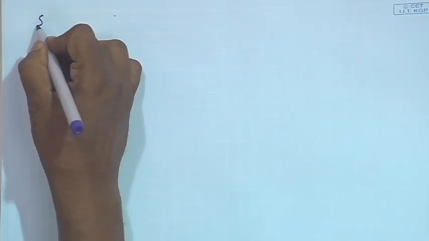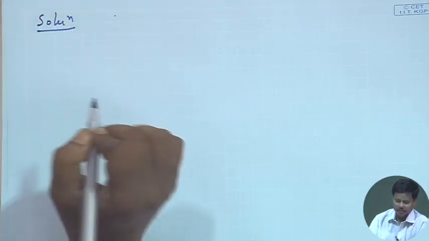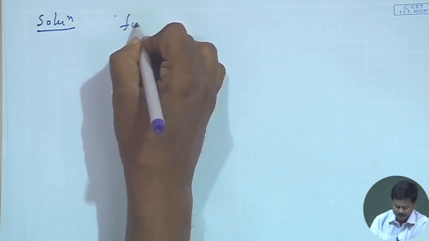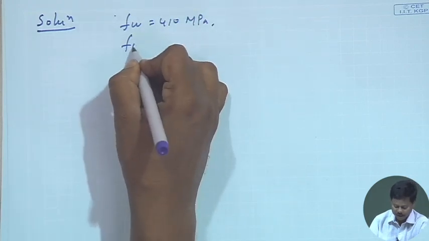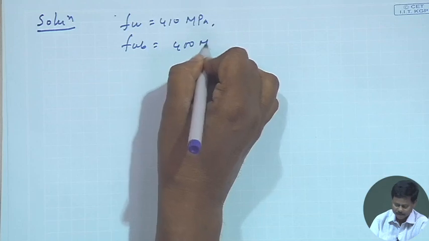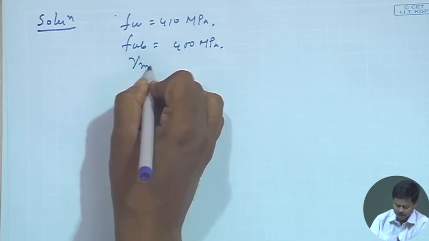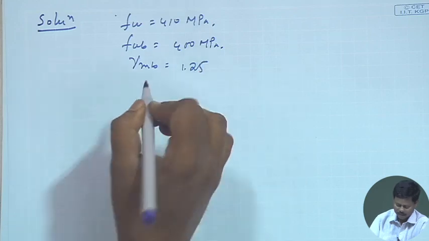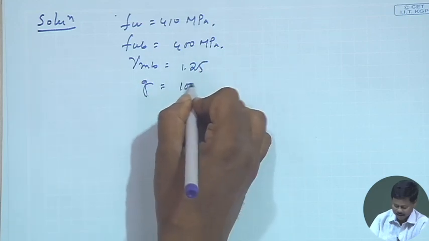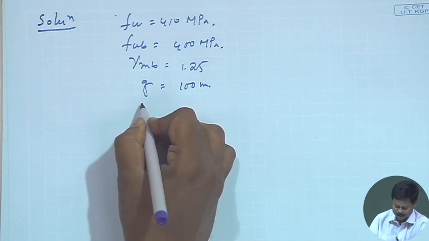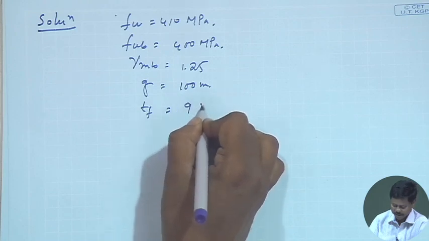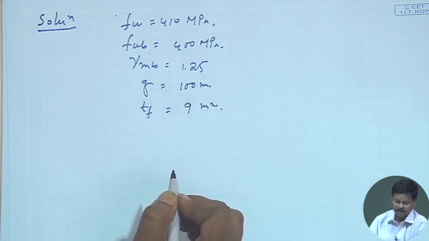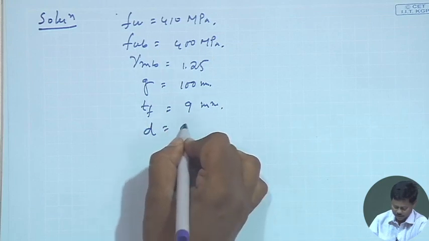Now, let us see stage by stage what to do. Here, we know that Fu is given as 410 MPa and Fub is given as 400 MPa. Gamma mb we know is 1.25. Here the gauge distance is 100 mm and the thickness of the flange of ISHB 200 is given as 9 mm. Right. Now, the diameter of the bolt is given as 20 mm.